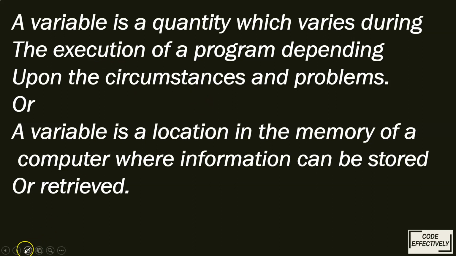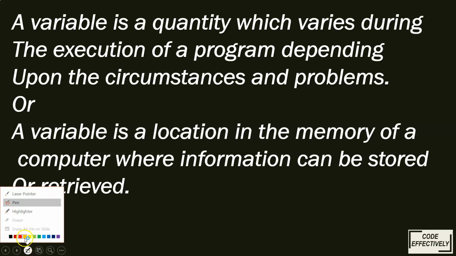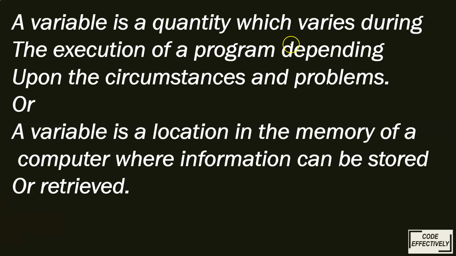As the definition says, the variable is a quantity which varies during the execution of the program. Okay. So a variable is a quantity which varies during the execution of a program depending upon the circumstances and problems. So this means that whenever we take a variable, its value can vary, and it varies during the circumstances that are seen when the program runs. Whatever value it takes, it could be decreased, it could be increased, and the value can be changed.